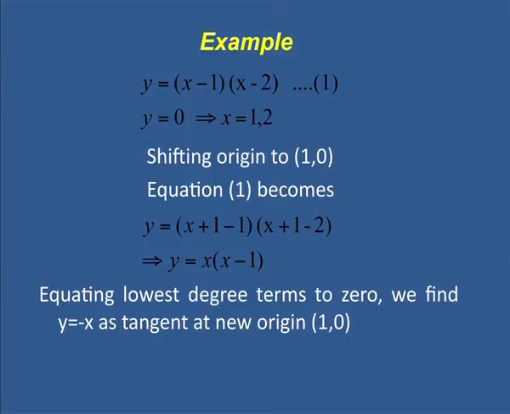For example, y is equal to (x minus 1)(x minus 2) is a given curve. Here if we put y equal to 0, we find x is equal to 1 or 2. Shifting the origin to (1, 0), equation 1 becomes y is equal to (x plus 1 minus 1)(x plus 1 minus 2), that is y is equal to x(x minus 1). Equating the lowest degree term, we find y is equal to minus x as the tangent at the new origin x equal to 1.